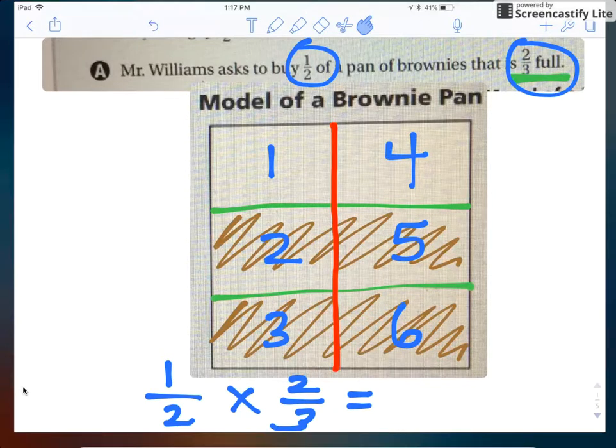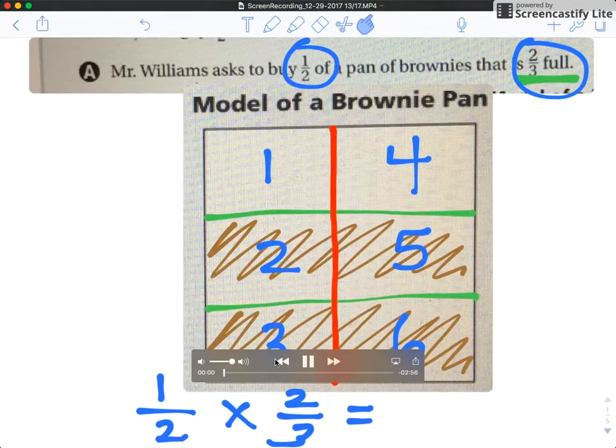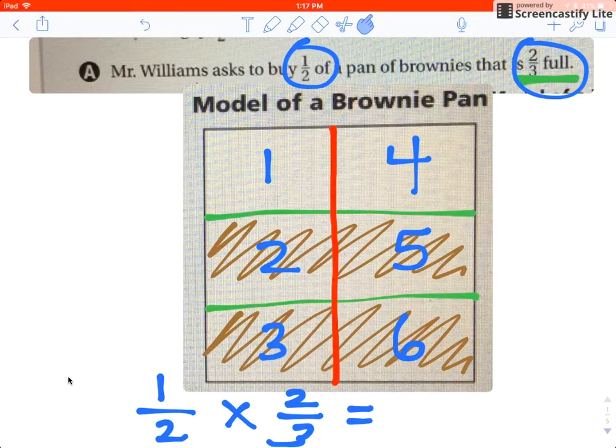All right, in this video, you are going to see me complete the rest of this problem. So this is going to be how you check your answers. So we have already set up most of our problem here. We've split up our pan into 2/3 full, that's the brown, and then we split it up into a half of a section of the brownie pan that Mr. Williams is going to buy.